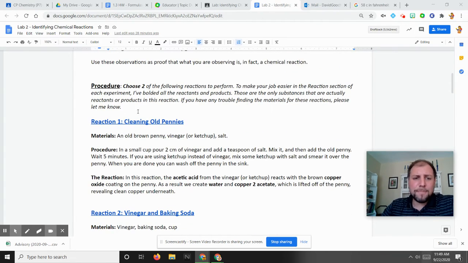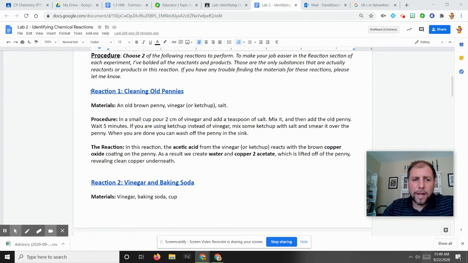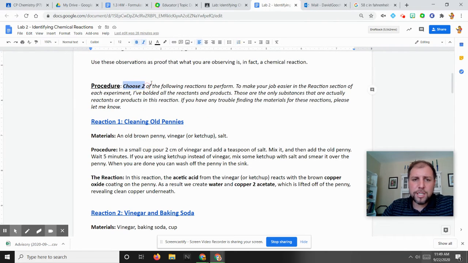Okay, so I've listed all the possible reactions here. You just need to choose two of these reactions to follow. Now, to make your job a little bit easier, I list the materials that you'll need to complete the reaction. I will briefly describe the procedure that you have to follow to make the reaction go. And down here, I'm not leaving anything to mystery. I actually tell you the chemical reaction that is occurring. And to make your job easier, I've bolded the names of all the reactants and products that appear.